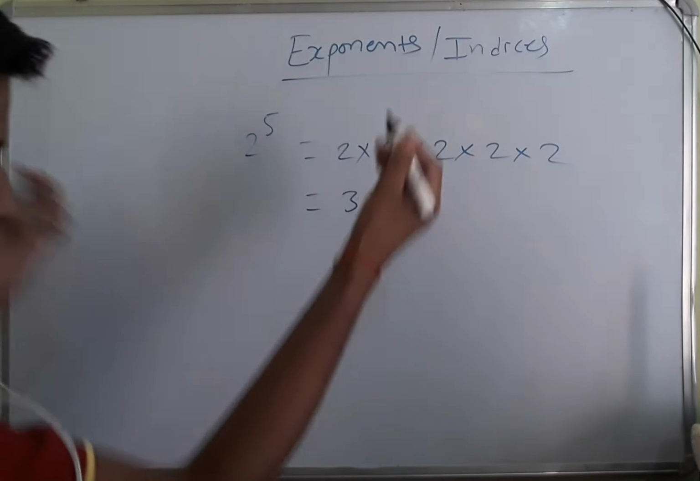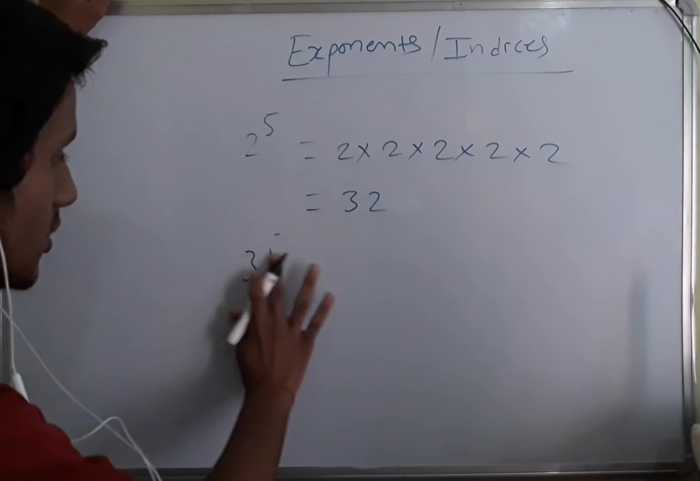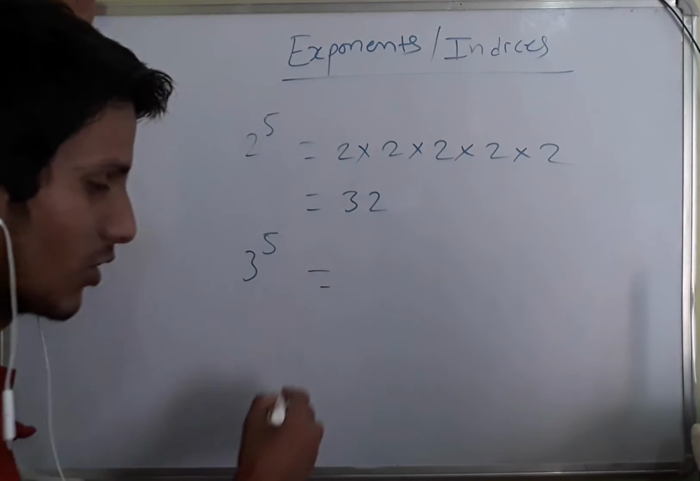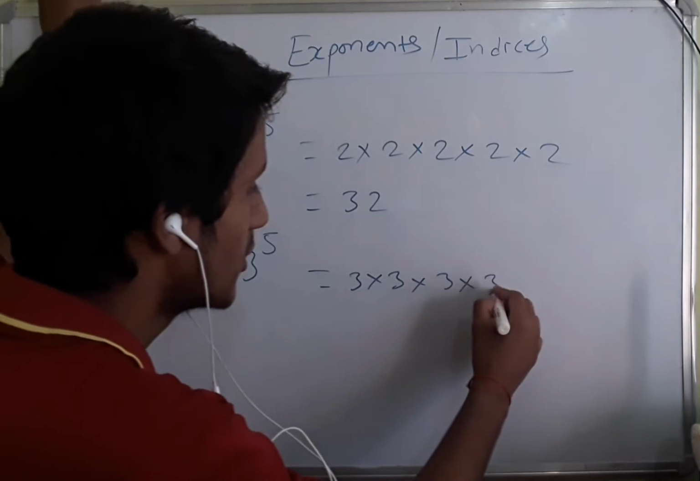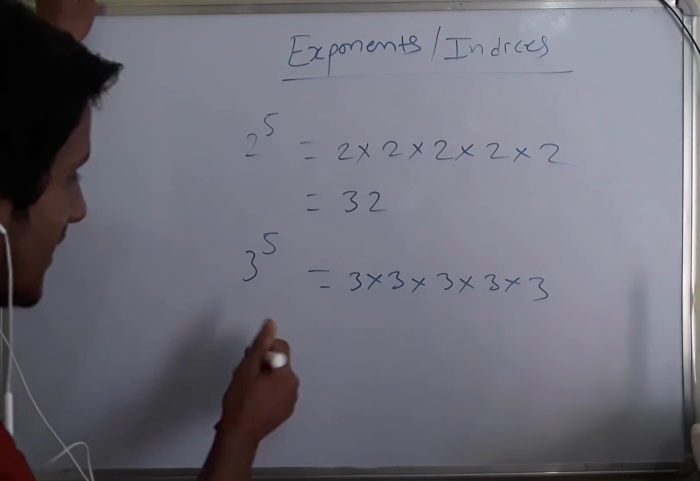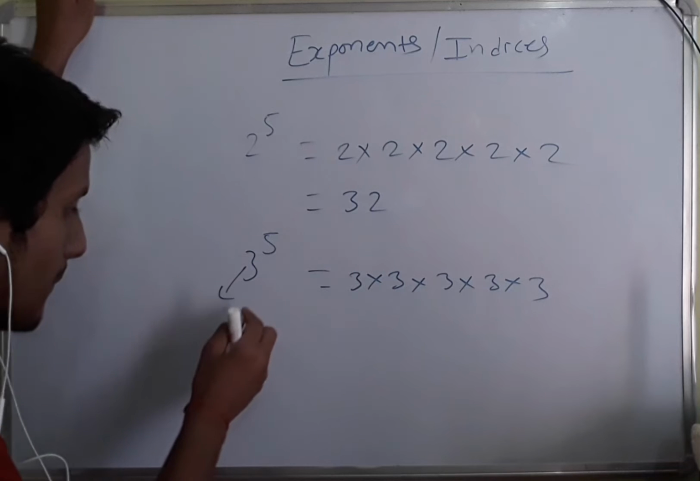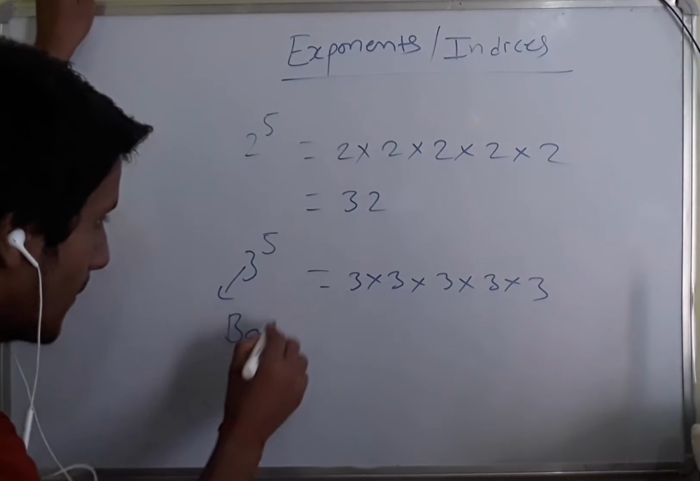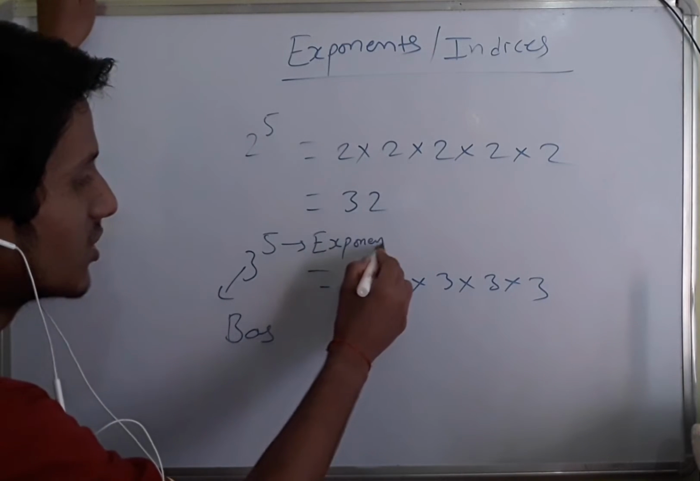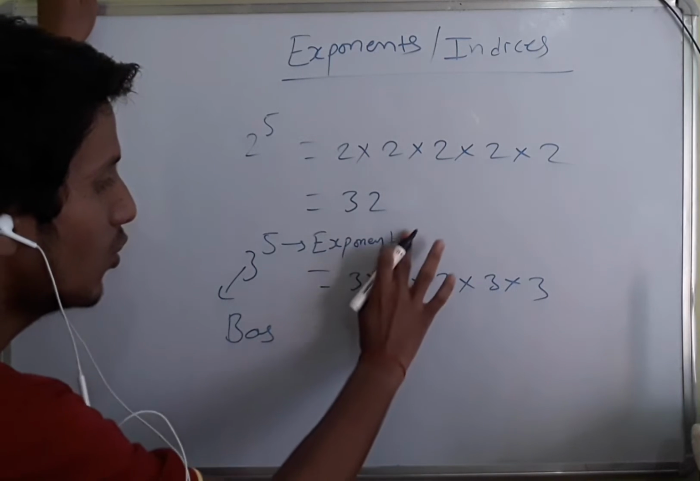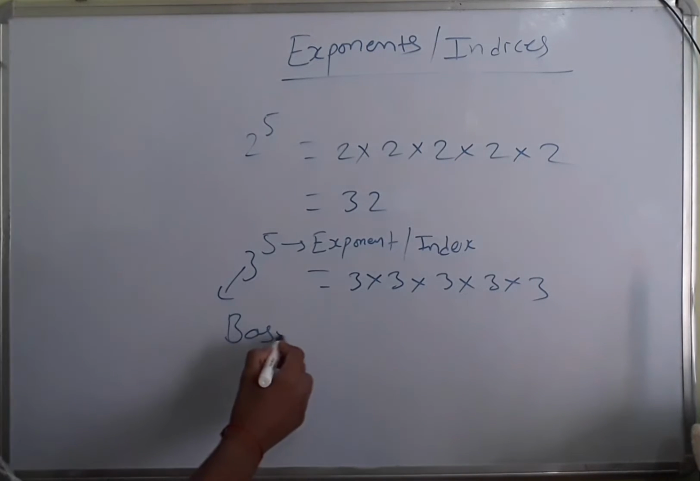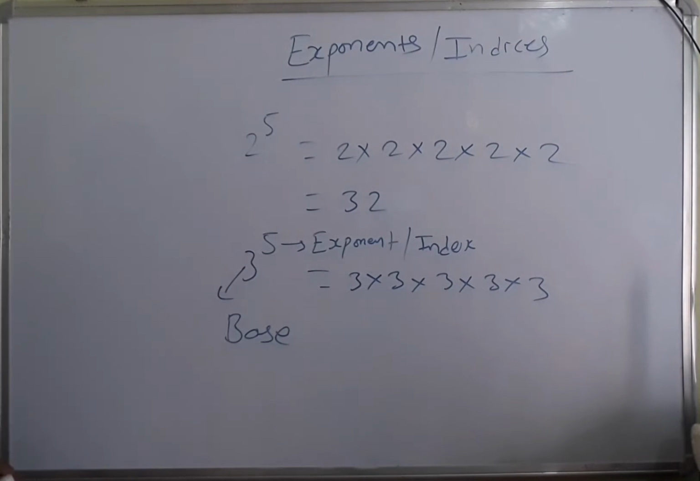This is what exponent means. If you have 3 to the 5th, it's called 3 to the 5th, or 3 to the power of 5. It means that 3 is multiplied to itself 5 times. Here this number is known as the base, and here this number is known as the exponent, or index. This is the base, this is the index or exponent.